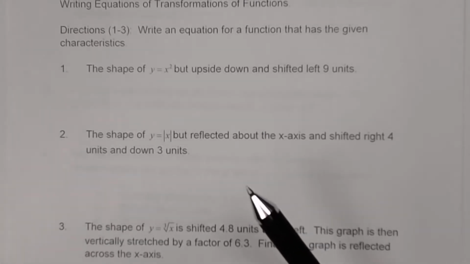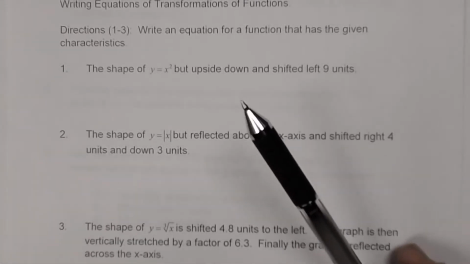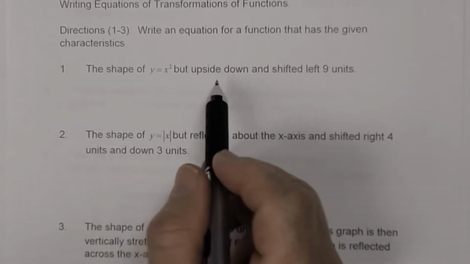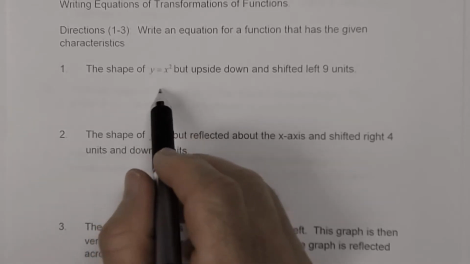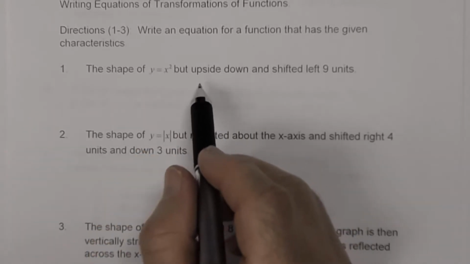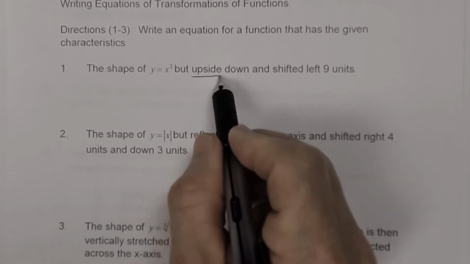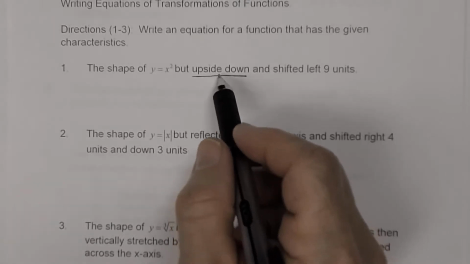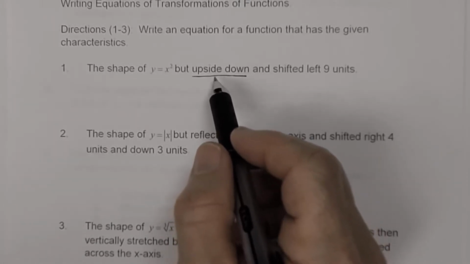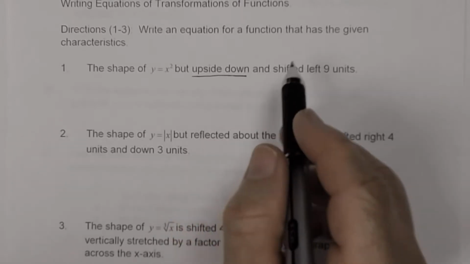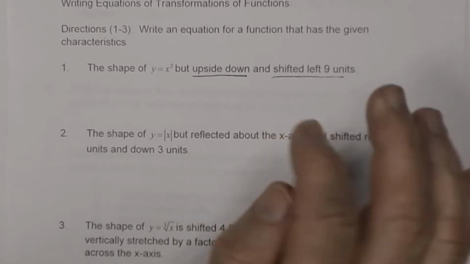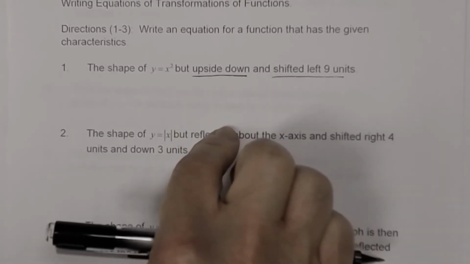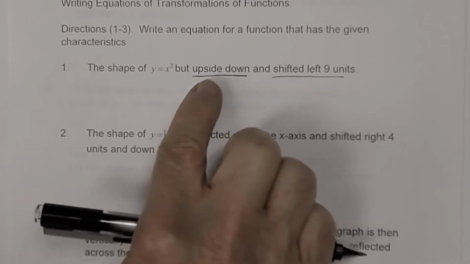Now as we go through this, if you do the same thing I'm doing, notice that for example, number one, you're given your basic function, your parent function, and you're told that the first thing you're going to do is write it upside down, so to speak. Remember, that's a reflection about the x-axis. Then the next thing you're going to do is shift it to the left 9 units. So what I want you to understand here is that as you go through these, you need to look at your transformations and how many there are. So there are 2 transformations here.